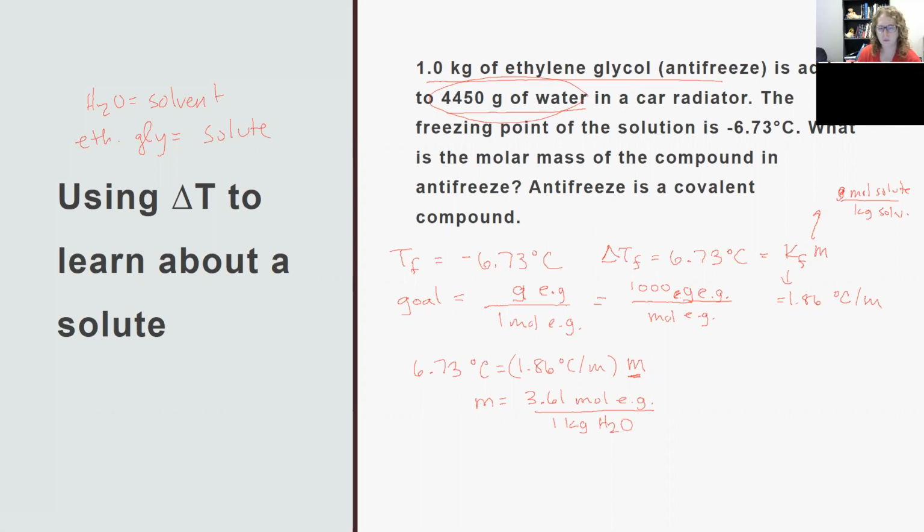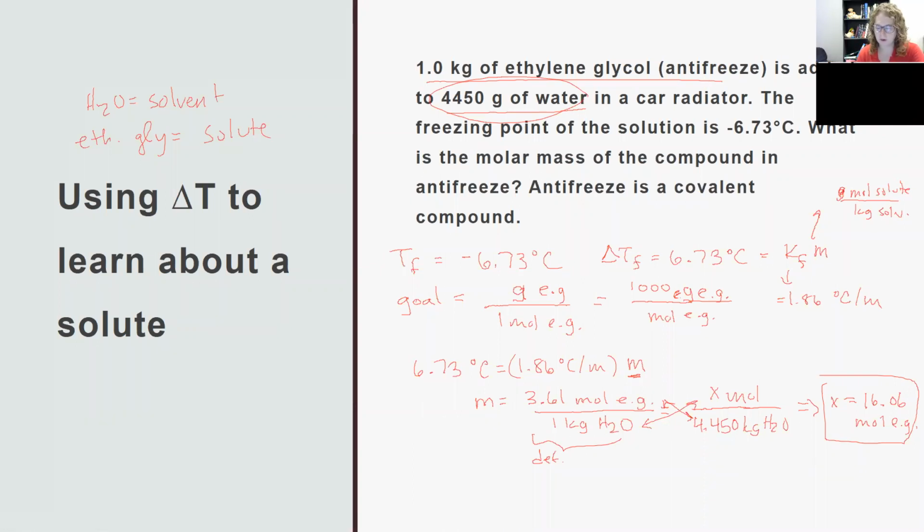Well, we know that we didn't actually use 1 kilogram of water, right? This is really just the definition of molality. We know that we really used 4.45 kilograms of water. We don't know how many moles that is because we didn't get enough information. That's perfectly fine because now I have a proportion, right? I can cross multiply and solve. And what I find is that X ends up coming out to 16.06 moles of ethylene glycol.